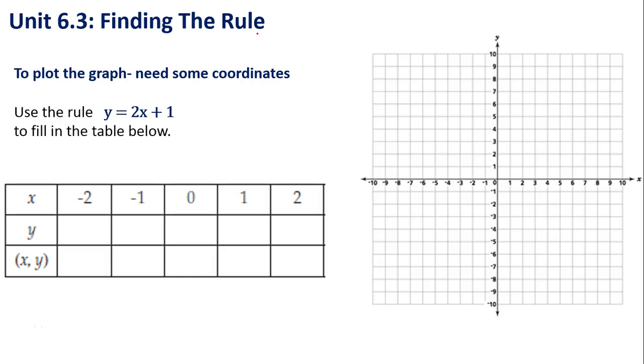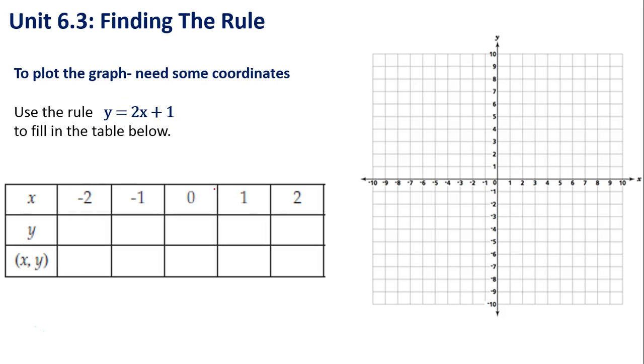So, a quick recap. We've been looking at linear graphs. When we've got a rule, we need to find some points and then we can plot the linear relationship on a Cartesian plane. So, this is one we've looked at before. y equals 2x plus 1.